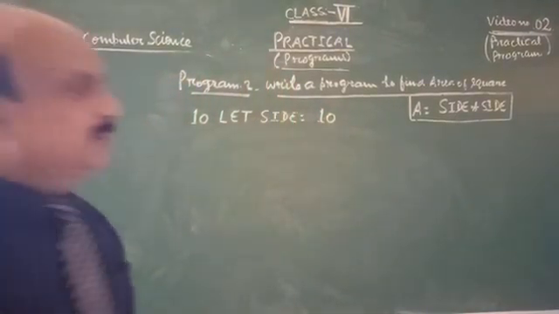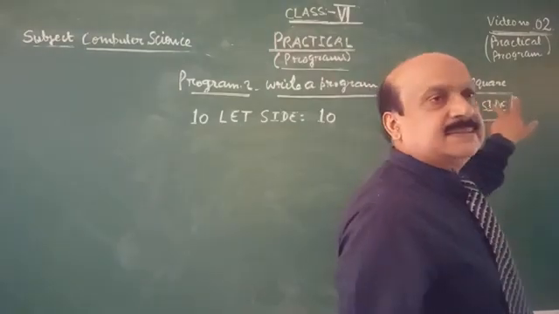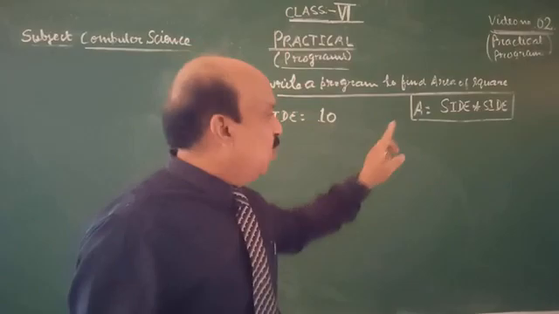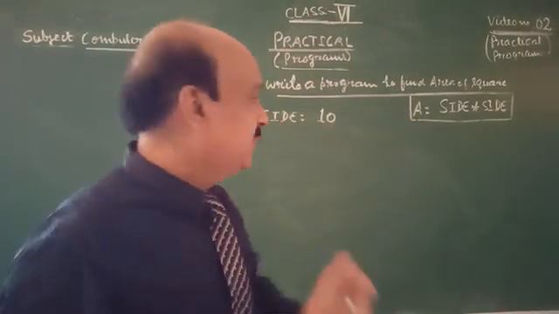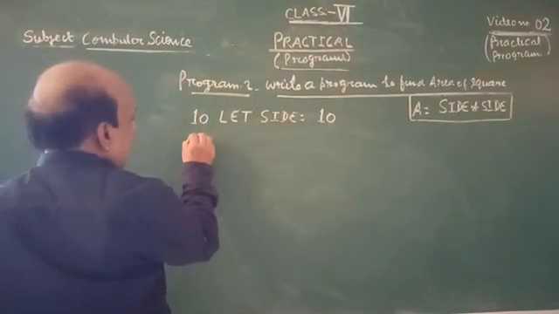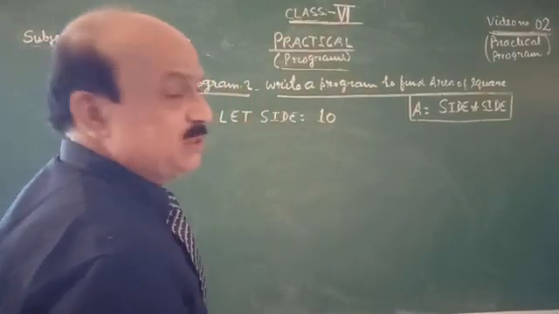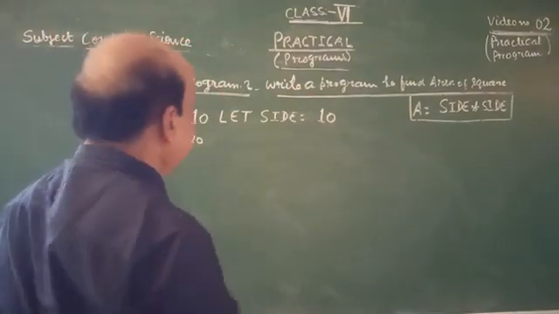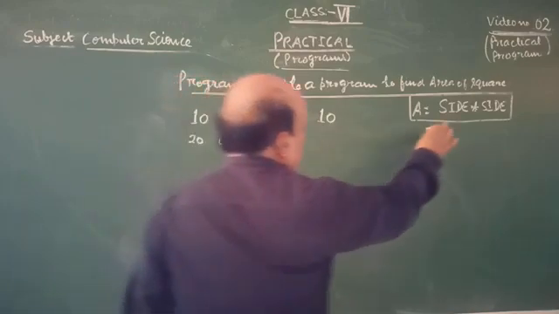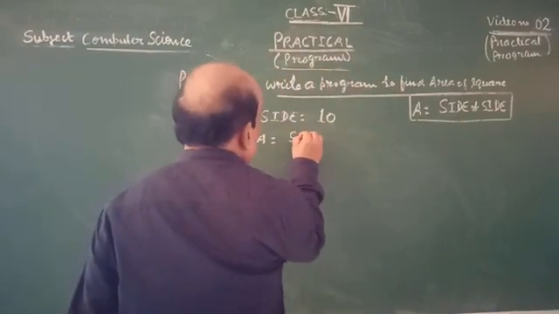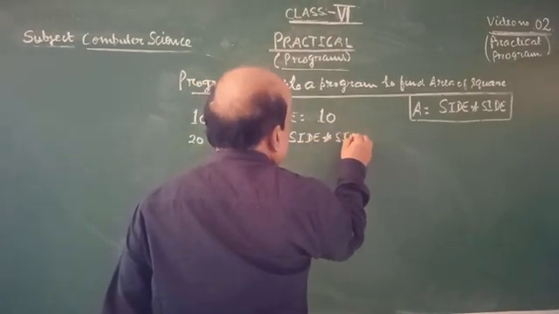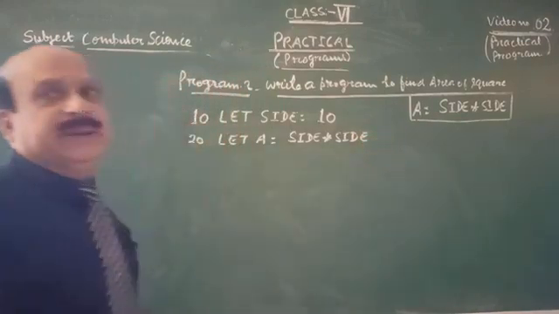side equal to any value you can take. Side equal to 10. Here side is written 2 times, so there is no need to initialize the value 2 times. Only one time you will initialize the value of side. After that, for indicating the area of square, I have used the alphabet A. So you will write let A equal to, formula is side into side. So you will write side into side. Here your processing is completed.